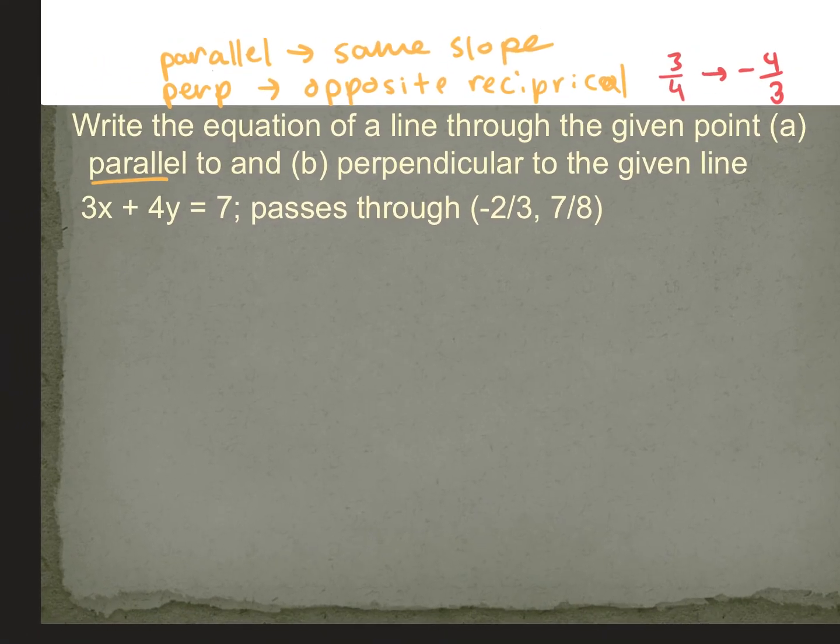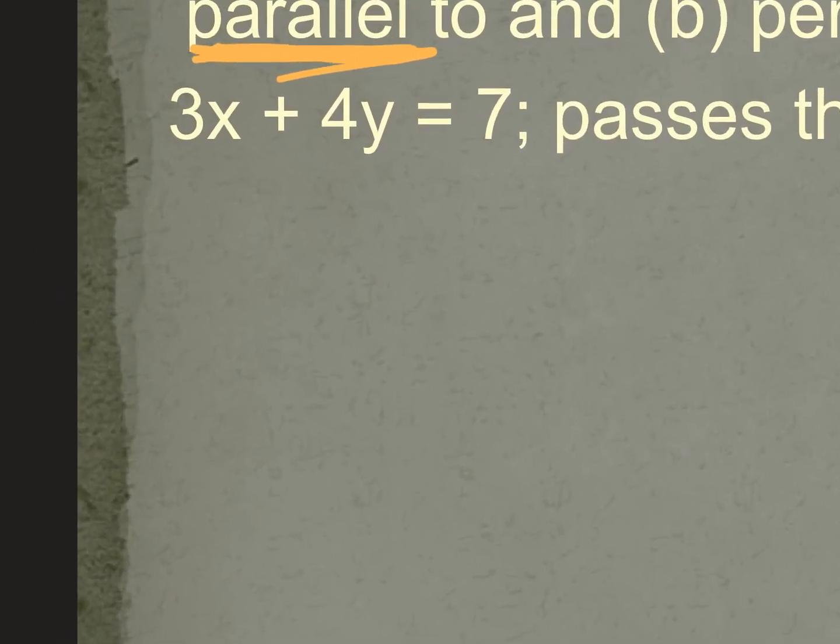All right, so we're given a line and a point. So if I'm trying to find an equation of a line that's parallel to this line, what do I know about the slope? It's going to be the same. How do I find the slope of this line? What do I need to do? Put it in slope-intercept form. So what should I do first to put it in slope-intercept form? Move the 3x to the other side, so I'd have 4y, I subtract 3x, is equal to negative 3x plus 7.